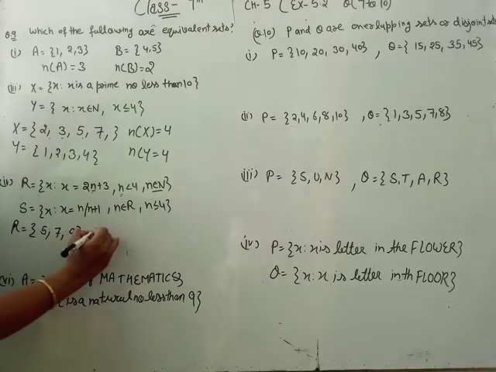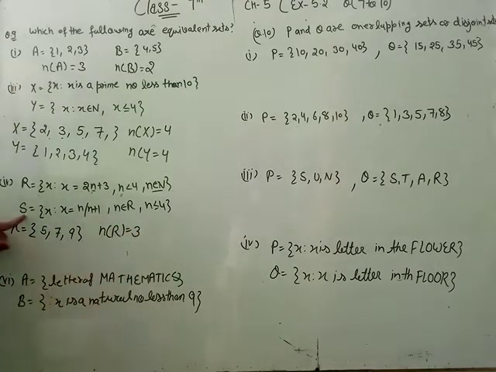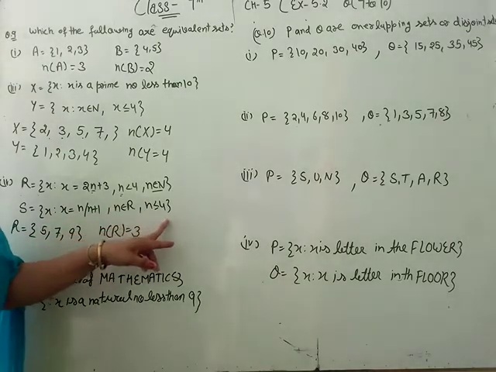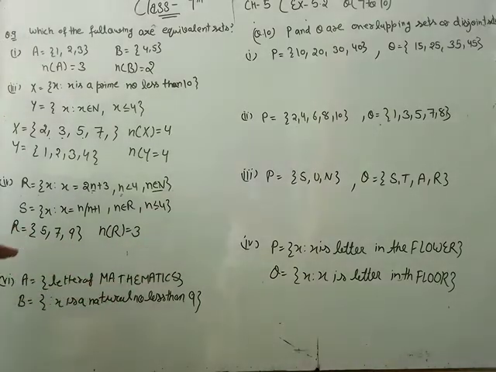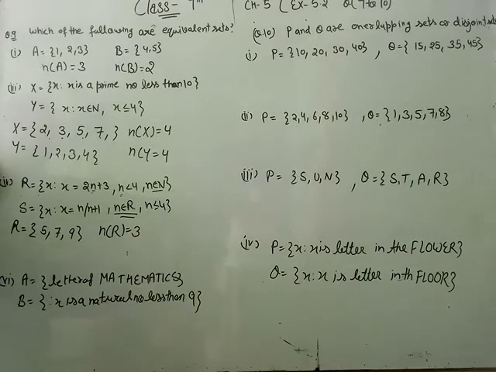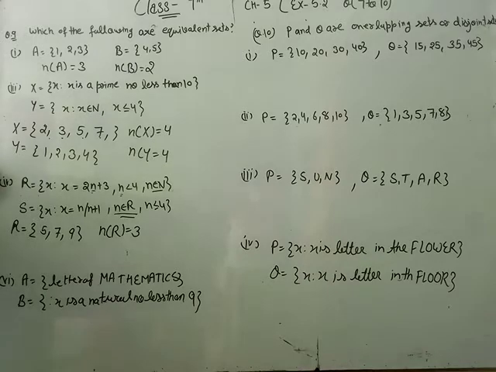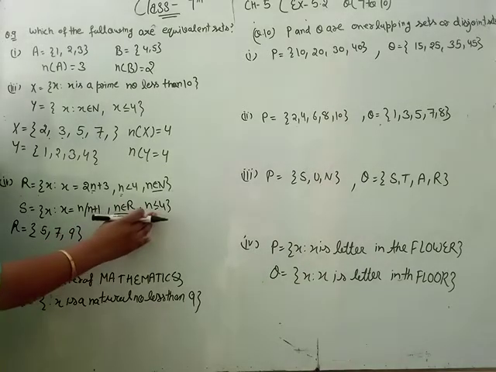Okay. And then cardinal number of R equal to 3. But in this set, X equal to X such that n divided by n plus 1 and n belongs to R and n less than or equal to 4. Students, R means the real numbers, and there are so many real numbers less than or equal to 4. Infinite real numbers less than or equal to 4.